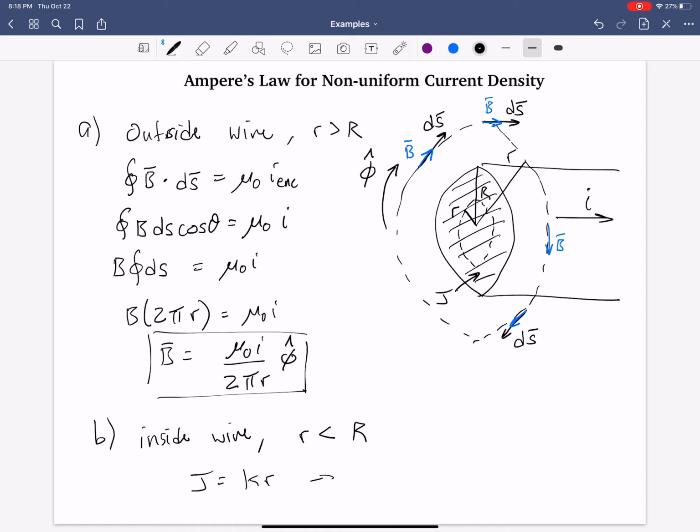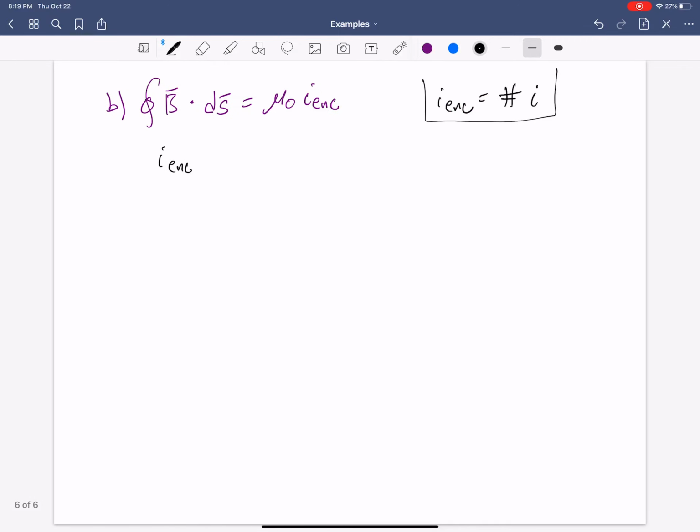This is the current density in every section, in every length of this wire. So in other words, the current density varies radially, not linearly, if that makes sense. So, the current enclosed, we need to find out what that is. That is actually the integral of J, our current density, which is a function of radius, times dA.